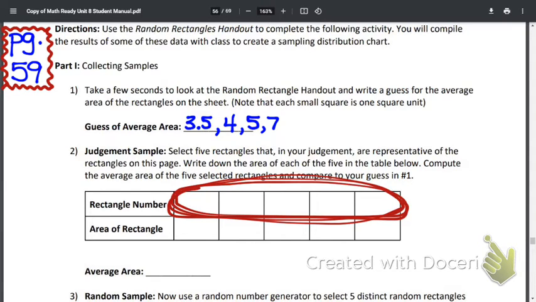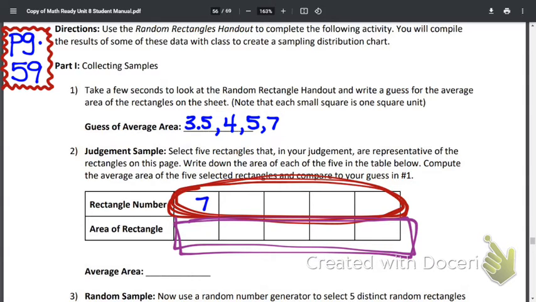All right. You guys good so far? In the space down below that, so right down here, you're going to put how big those rectangles are. So for example, if you picked rectangle number 7, it has 12 little squares in it, and so you'd put the 12 down here. I want you to do that for the 5 rectangles that you picked out.